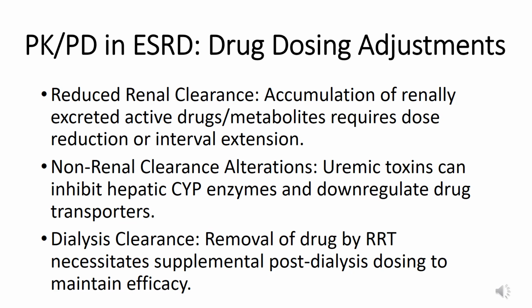Uremic toxins can also affect drug transporters. These transport proteins help move drugs into and out of cells. Changes in transporter activity may alter drug absorption, distribution, and elimination. As a result, medication responses may become less predictable. This highlights the complexity of pharmacotherapy in end-stage renal disease.